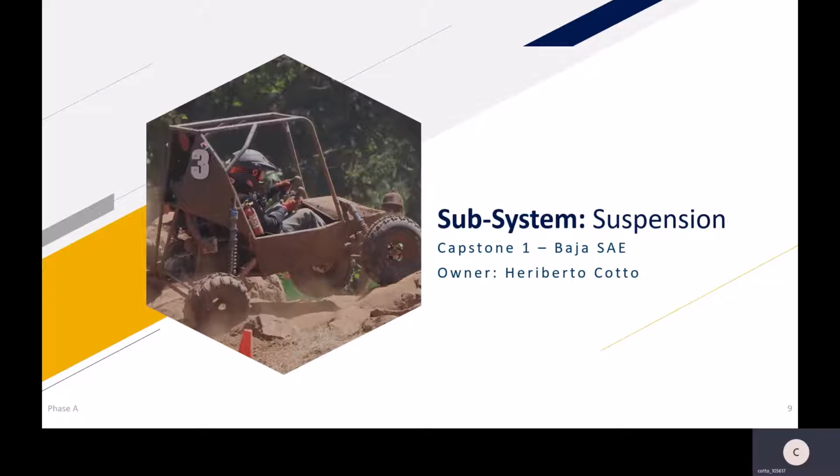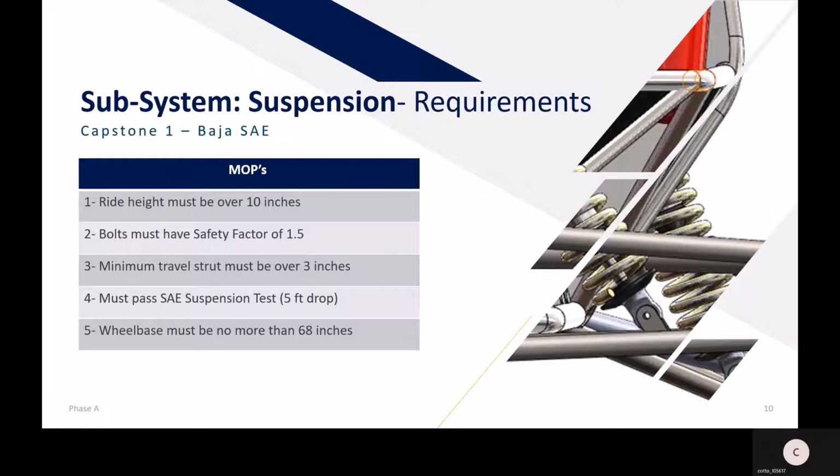Of the subsystem of suspension. The requirements for suspension, without the MOPs: number 1, the ride height must be over 10 inches. The bolt must have a safety factor of 1.5. The minimum travel of the strut must be over 3 inches. It must pass the SAE suspension test that consists of a 5-foot drop. The wheelbase must be no more than 68 inches.